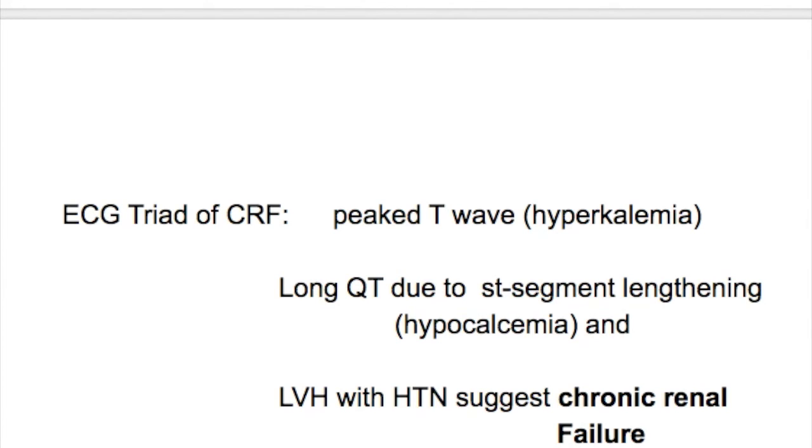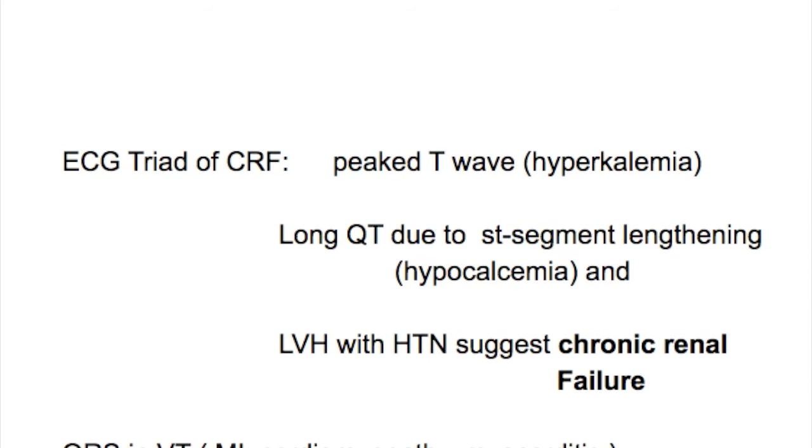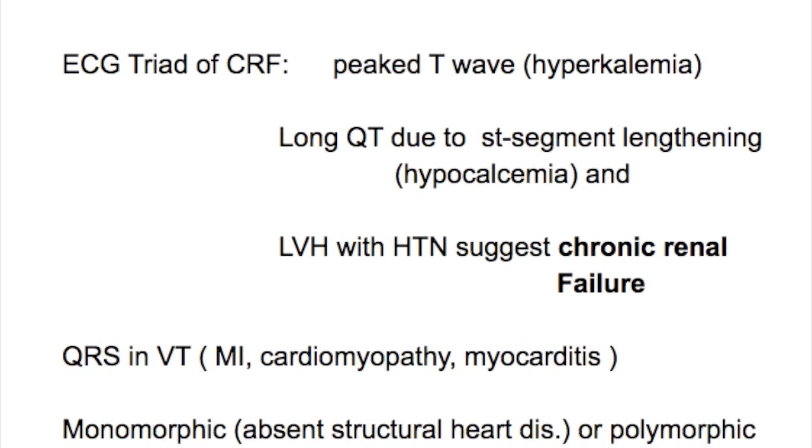How about QRS in VTAC? That occurs in myocardial infarction, cardiomyopathy, and myocarditis. The monomorphic VTAC occurs in absence of any structural heart disease. And what's polymorphic VTAC? The polymorphic is variable from beat to beat and occurs in ischemia, myocarditis, and increased QT interval. How do you differentiate between a sustained and non-sustained VTAC? It is the 30 seconds duration that differentiates sustained from a non-sustained VTAC.